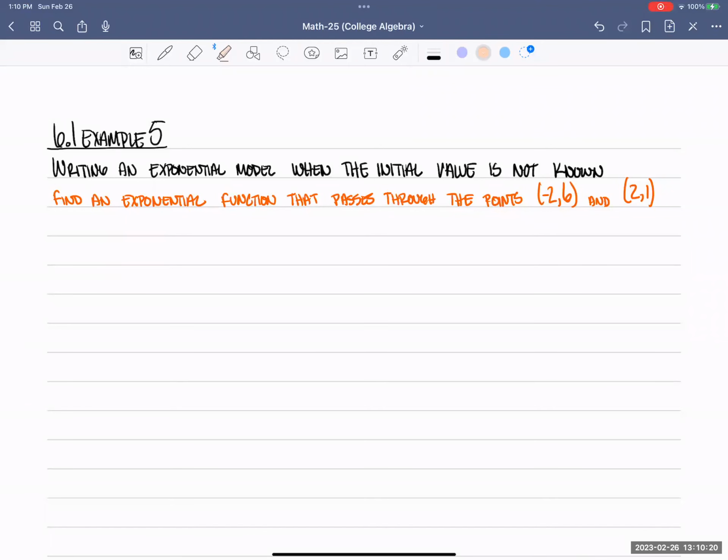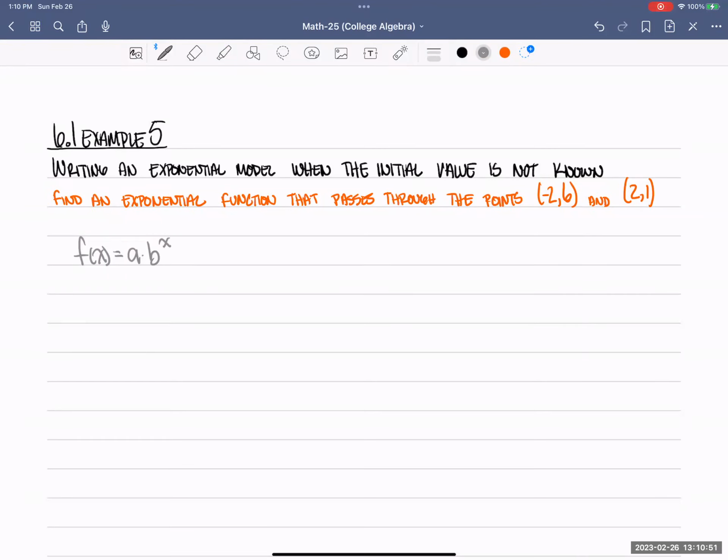Section 6.1, example 5, writing an exponential model when the initial value is not known. Find an exponential function that passes through the points (-2, 6) and (2, 1). So let's start with our equation. Since this represents an exponential function, we'll have f(x) = a times b raised to the power x.